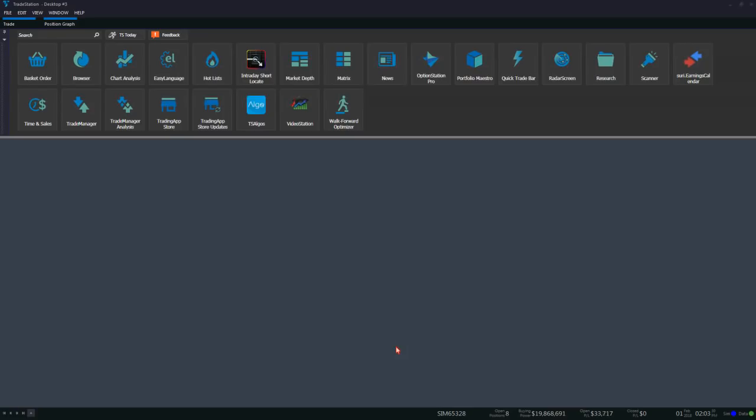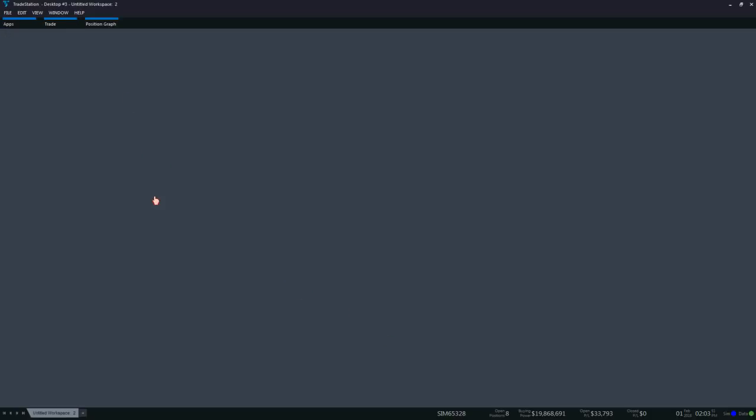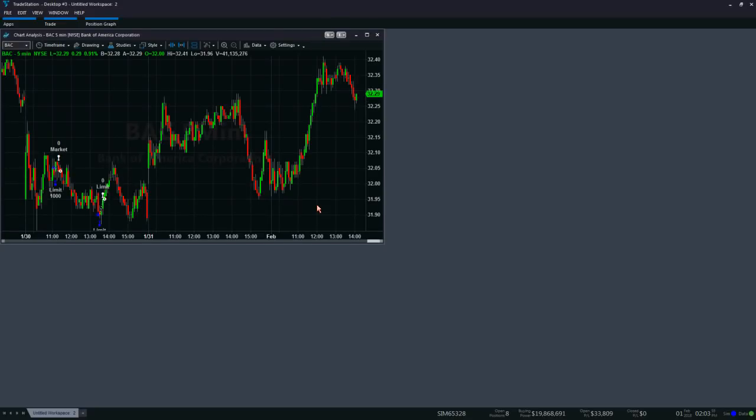This is my TradeStation platform. I don't have any workspaces open. So at the top of TradeStation, you see the apps launcher, giving you access to every single trading app that you can open up in TradeStation. Just to have something on the screen, I'm going to open up a chart analysis window. So I'll click on chart analysis, and the chart pops up on the screen. It's a chart of Bank of America set to 5 minutes, as you can see on the top left corner.